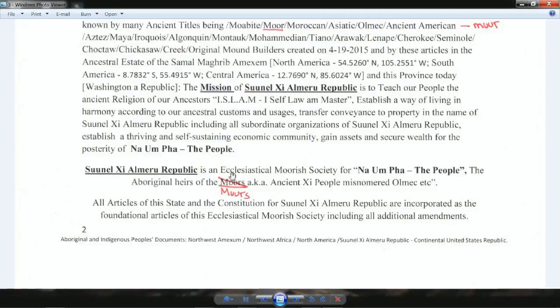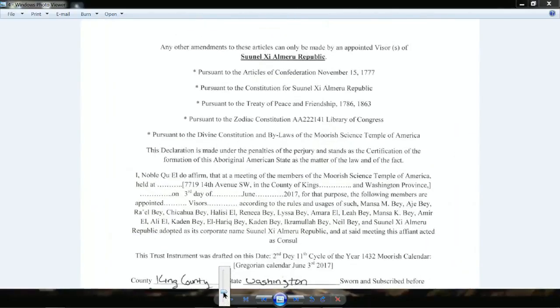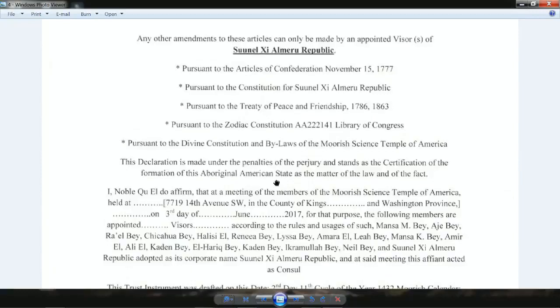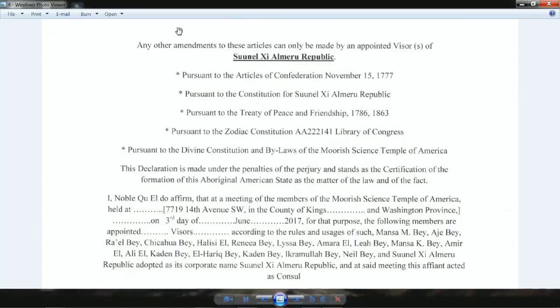Sunel Shi Amaru Republic is an ecclesiastical Moor society for Ne'umfa, the people, the aboriginal heirs of the Murs, aka ancient Shi people misnomered Olmec. All right. All articles of this state and the constitution for Sunel Shi Amaru Republic are incorporated as the foundational articles of this ecclesiastical Moor society, including all additional amendments. So we're working on our own constitution as well. It's not complete as yet. You know, constitution is not something you want to rush, so we're working on lining up. That's what I'm trying to show you. Lining up with law. All right.